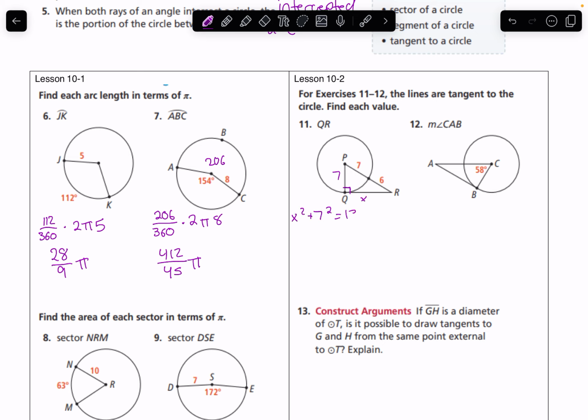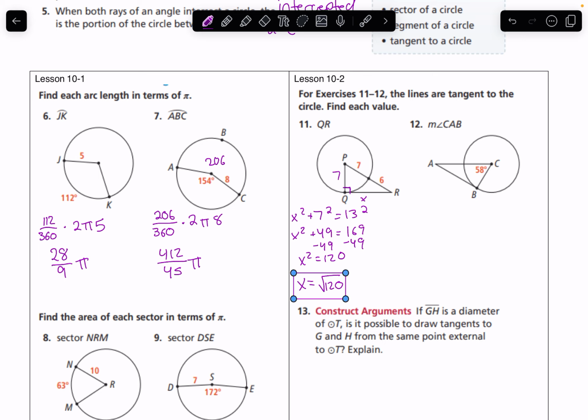And if we solve that equation, we will find that x equals, well, I guess I have to solve the equation first. So we've got x squared plus 49 equals 169. X squared equals 120. And then we would find the square root of that. So x is equal to the square root of 120. And you could have your answer as a decimal. That's totally fine.